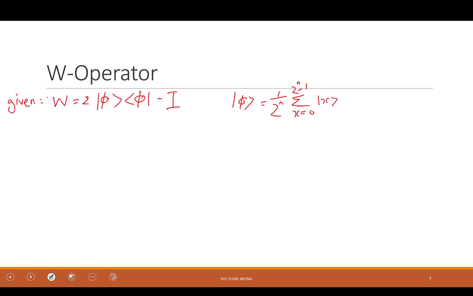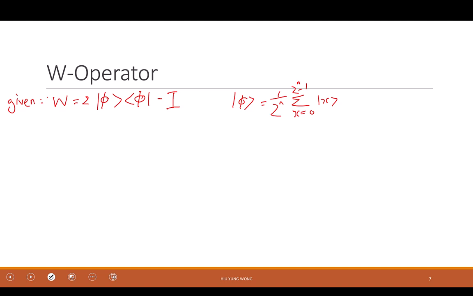What is this? It is the transpose and complex conjugate of psi, which is just the bra version of psi. Do you still remember what the cat times bra is? A matrix, an outer product. Just remember this. So indeed, this is a matrix, and then you subtract I. Do you know what I is? Identity. So this is given.